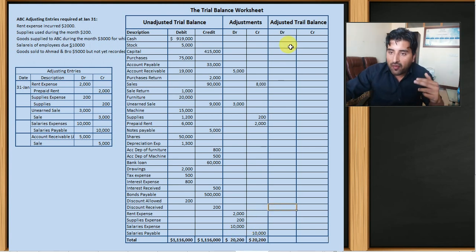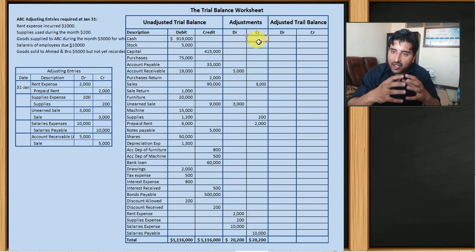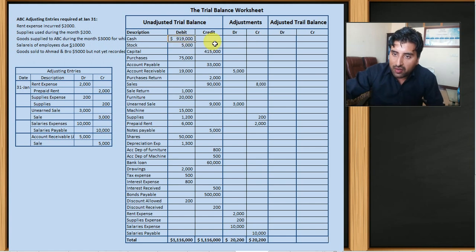Okay, finally we have the adjusted trial balance. So dear students, in the adjusted trial balance, the debit should be added with the debit and the credit should be added with the credit, simply. And the debit and credit should be subtracted from each other. Okay, so look at the cash account. Does the cash account have any adjustments here? No. So directly the cash account goes into the debit.